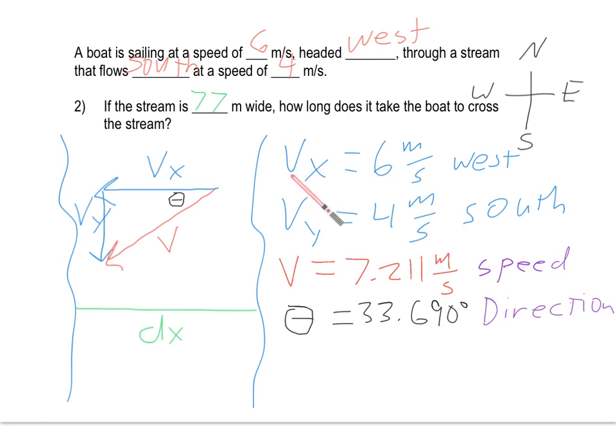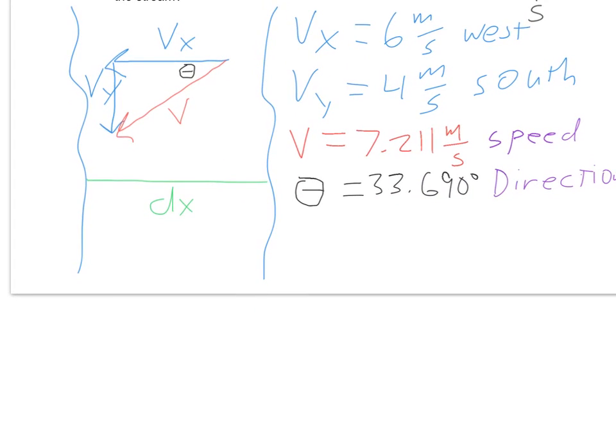In order to do it and get it right, we have to use the horizontal velocity, this 6 meters per second west. We're not going to use the diagonal here because we don't have a diagonal distance, we've got a horizontal distance. And that's probably the trickiest part of these, but once we see that, then this becomes a pretty straightforward calculation.